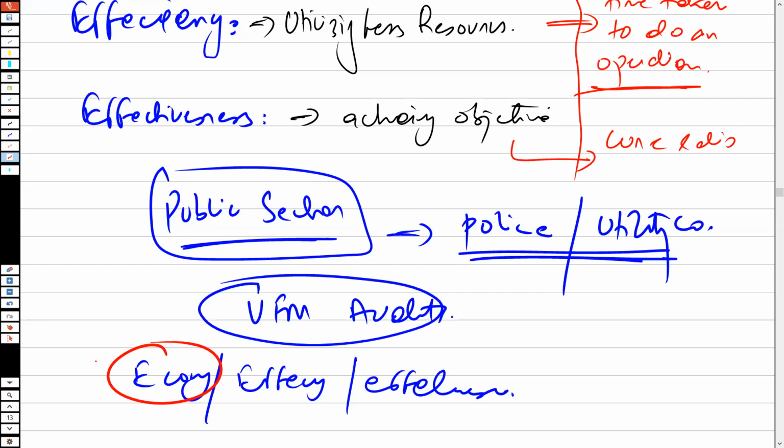So as an organization, what you need to do is strike a balance between all three of them, which are the economy, efficiency, and effectiveness.